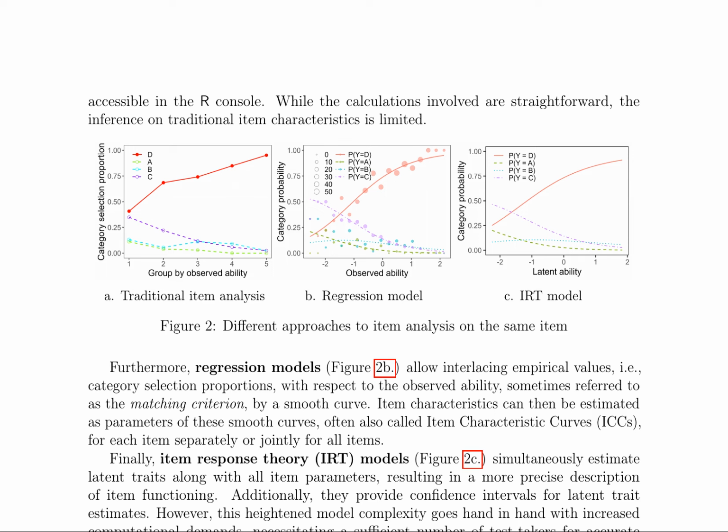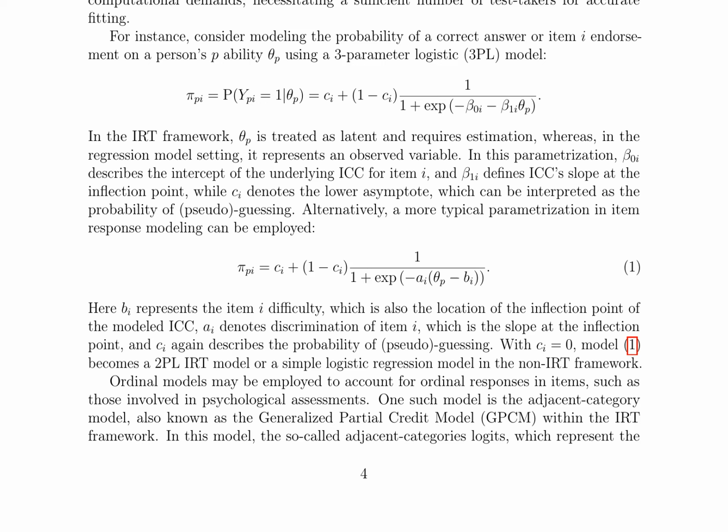In educational assessments, item analysis is a crucial step to understand the performance of each question. Traditional item analysis provides basic insights into item characteristics but has limited inference capabilities. Regression models allow for the estimation of item characteristics by relating empirical values with observed ability, providing a more nuanced understanding of item functioning. Item response theory, IRT, models, such as the 3PL model, offer a precise description of item functioning and latent trait estimates, but require a sufficient number of test takers for accurate fitting.